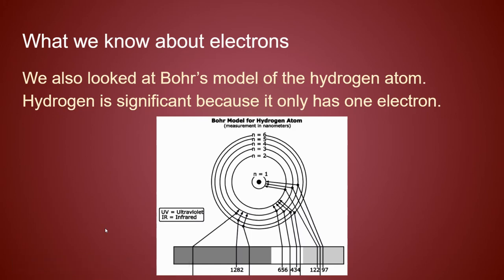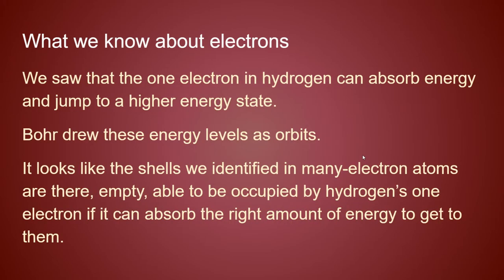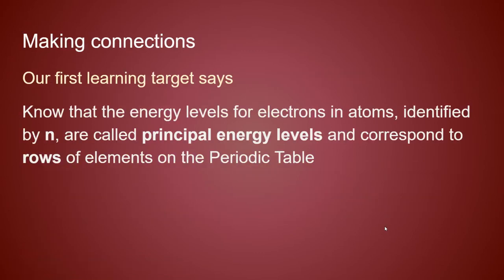So we also looked at Bohr's model of the hydrogen atom. Now, hydrogen is significant because it only has one electron. So instead of layers of electrons at different energies, we have one electron, but we think that it can go further and further out to different orbits and change its energy. So we saw the one electron in hydrogen can absorb energy and jump to a higher energy state. Bohr drew these energy levels as orbits. It looks a lot like the shells we identified in many electron atoms are there, empty, able to be occupied by hydrogen's one electron if it could absorb the right amount of energy to get to them.